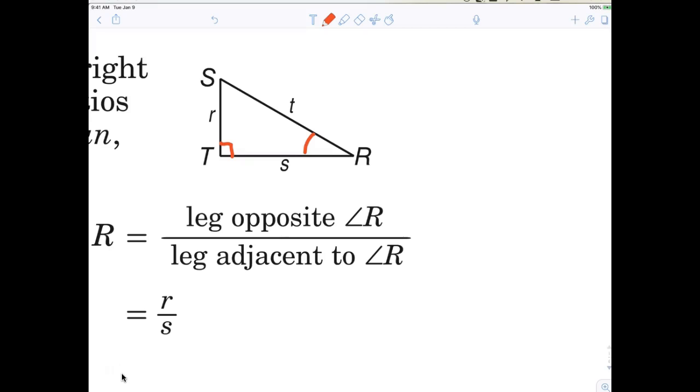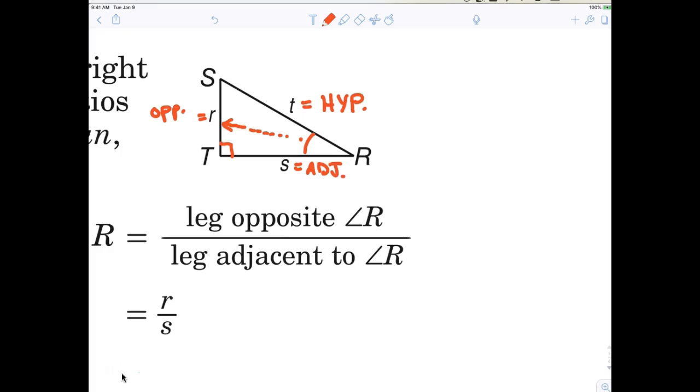From R's perspective, side R is referred to as the opposite. What do I mean? Opposite from the angle. So over here, this is the opposite. S is considered the adjacent. And T is considered the what? The hypotenuse.